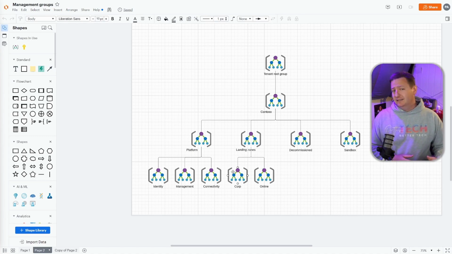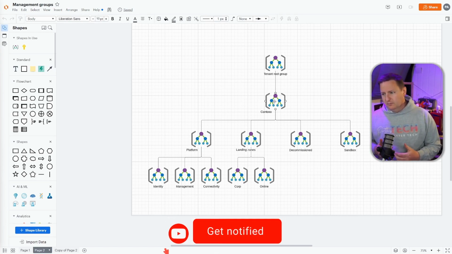So specify the least amount of access on the lowest level possible. If someone needs access to both online and management, don't give them access to Contoso, for example, in order to provide access to those two management groups. Just give them access to those two distinct management groups instead.